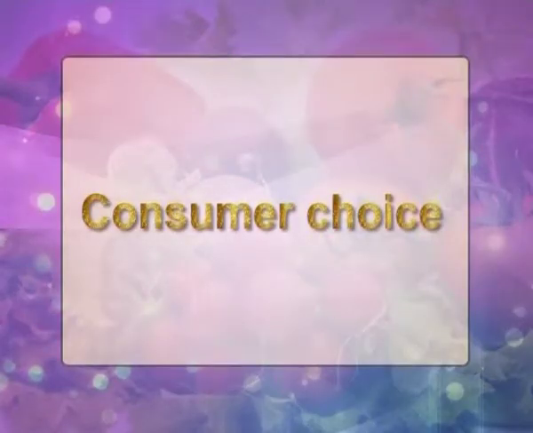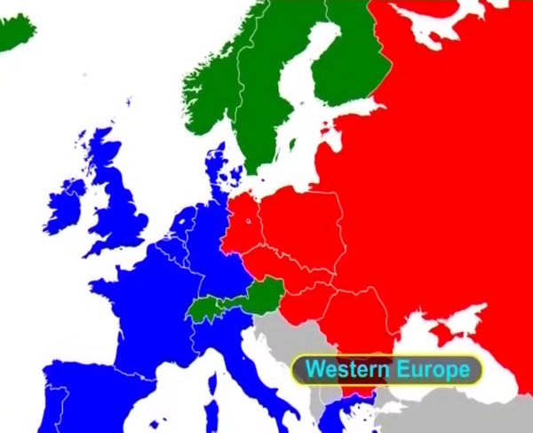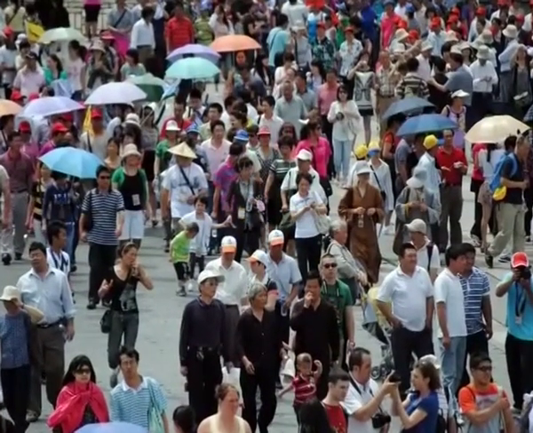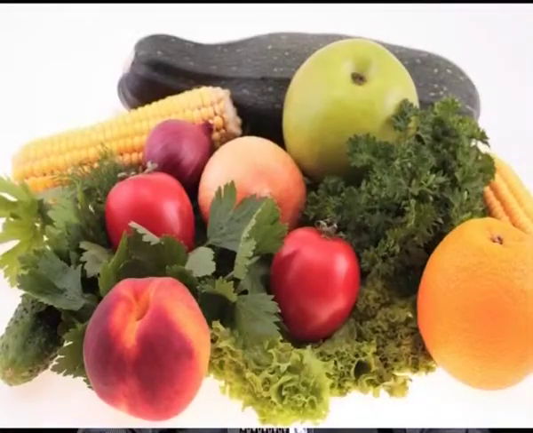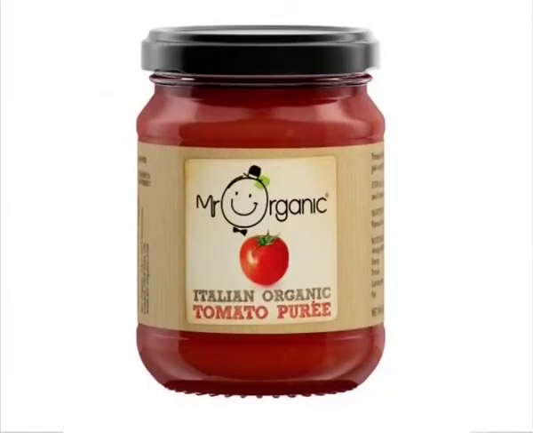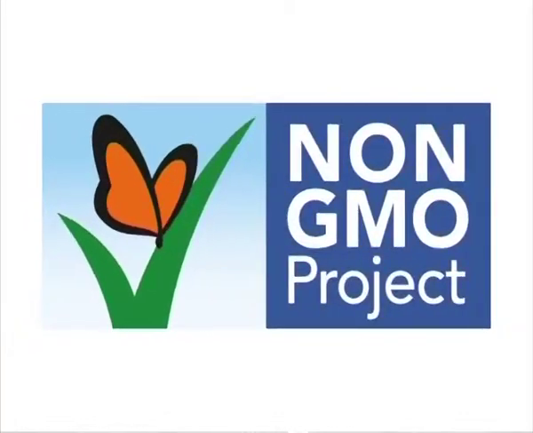Consumer choice. If the numerous surveys that have been undertaken in Western Europe are to be believed, and there is no reason to think that they are inaccurate, the vast majority of the population here does not wish to consume GM food. The first GM product in Europe, that is Zeneca tomato puree, presented no problem in this respect, as the cans were both clearly labeled and always offered alongside a similar non-GM product.